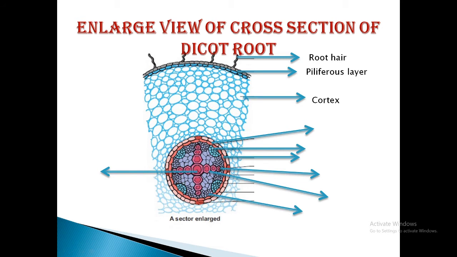So the next region is the endodermis. Endodermis is the boundary of the stellar region. This endodermal region is the innermost distinct layer of the cortex. This is the endodermal region. The endodermis is uniseriate and almost universally present in the root.